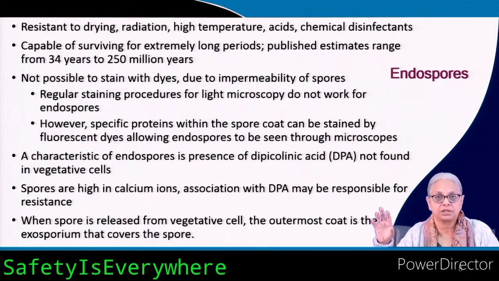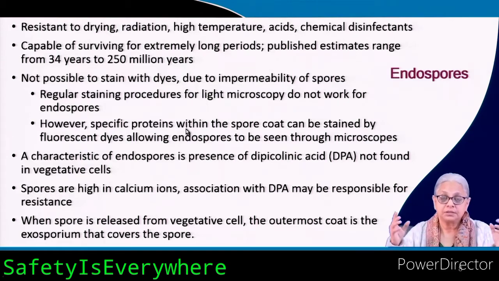and the chemical disinfectants are present. So under any of these conditions, the bacteria is unable to survive in what we call a vegetative state. It cannot survive, it cannot reproduce. So what does it do? It creates a different organelle called the endospore just to survive in a hostile environment.